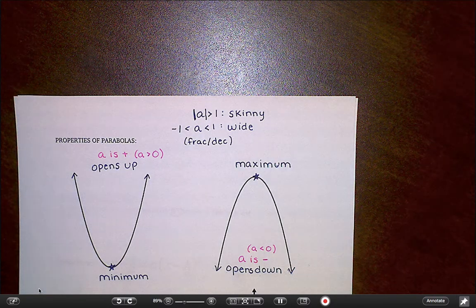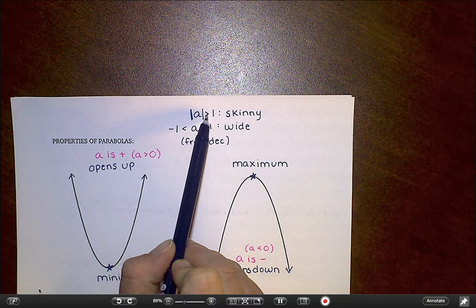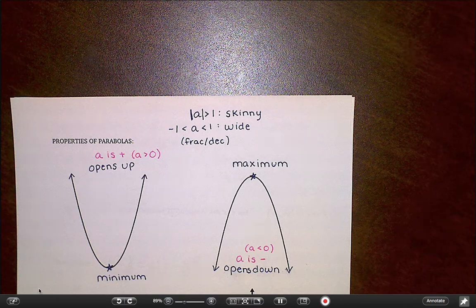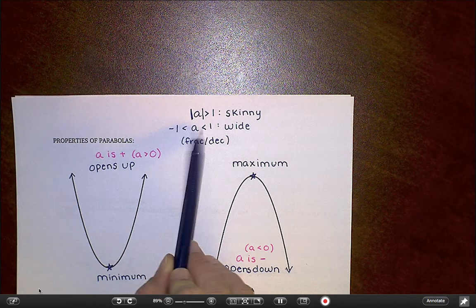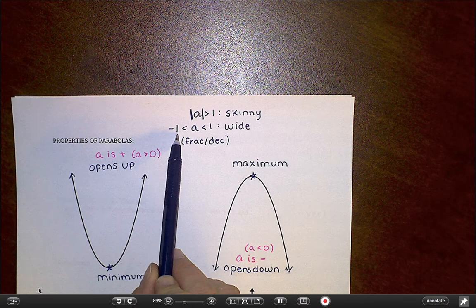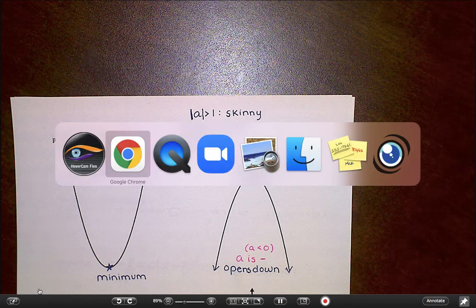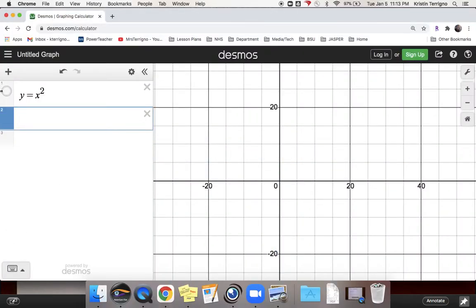So for example, a -2. The absolute value of -2 is larger than 1. So that's going to be a skinny parabola, and upside down because it's negative. If I have an a value of -0.5, that is going to fall in this range between -1 and 1, in those fractions and decimals, and that's going to be a wider parabola than average. Okay, so let's go back here and let's look at just plain old y equals x squared.